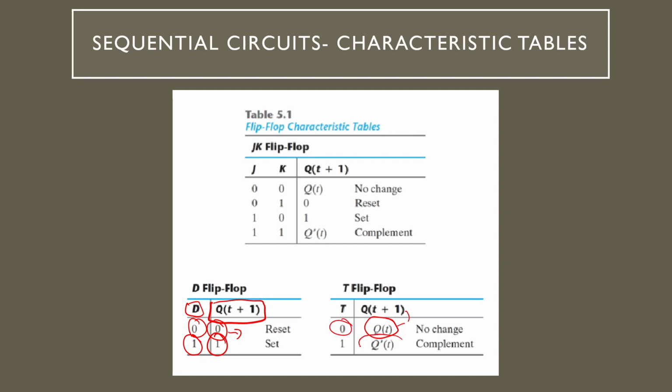And if Q of T was 1, Q of T plus 1 will become 1 if T was 1. On the other hand, we have the JK flip-flop. This is a special flip-flop which allows you to overcome the shortcoming of SR flip-flop while still having two inputs.